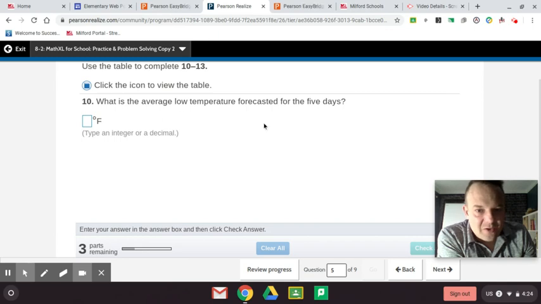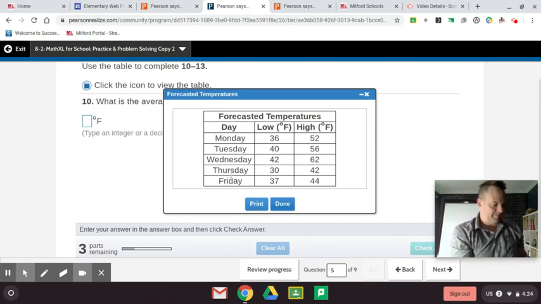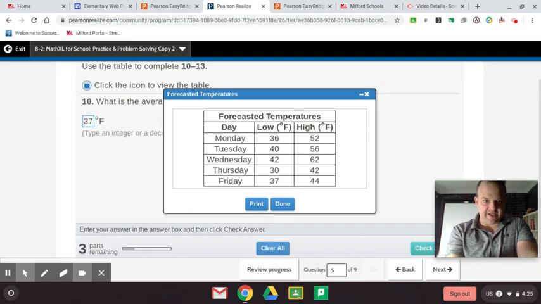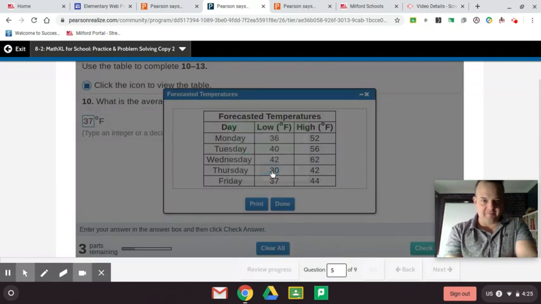What is the average low temperature forecasted for the 5 days? All right, guys, you do this with me. So I'm going to add up these 5 and then divide by 5. 37 is what I got. The average, or the mean: add them up, divide by however many there are.